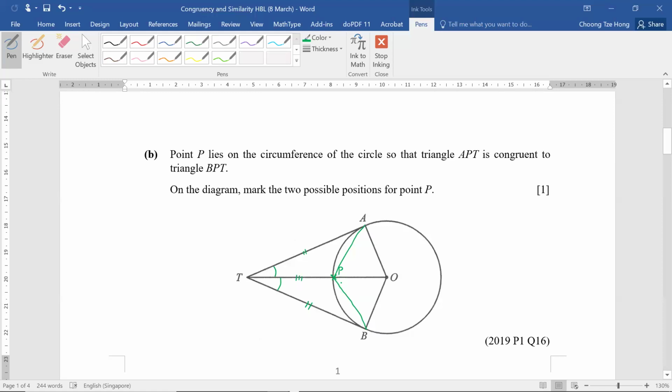So where would the other point be? If you do a little bit of thinking, you should be able to realize that the other point is going to be over here at this side. You're going to extend using a ruler with a straight line. Extend this line TO to touch the circumference of the circle. It's going to be over here. Use your ruler to draw in your exam. If you join it together, you'll get the triangles like this. I'm going to erase this one, erase this one.